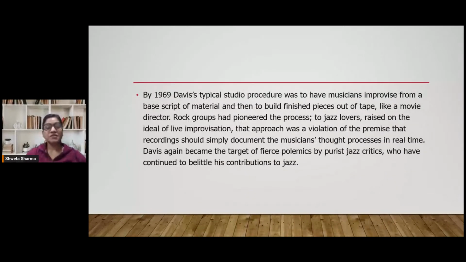So, his typical studio procedure was to have musicians improvise from a base script of material and then to build a finished piece out of tape, like a movie director. So, rock groups had pioneered the process.